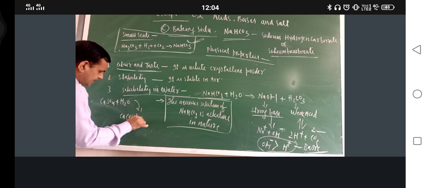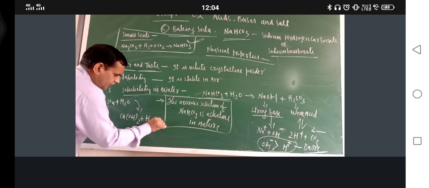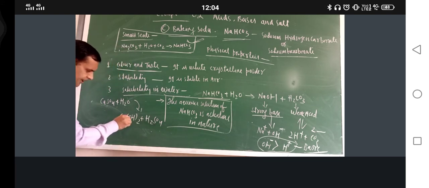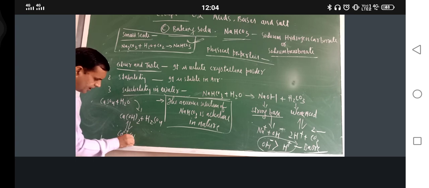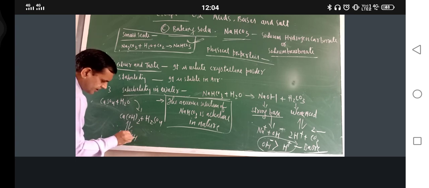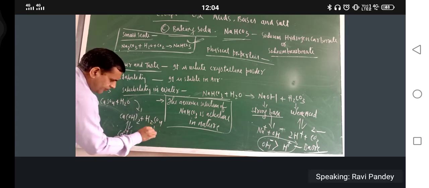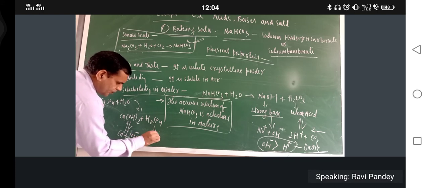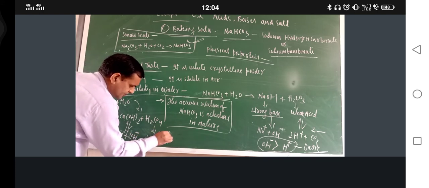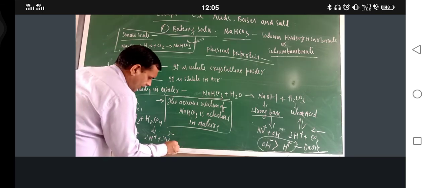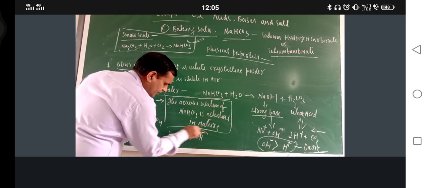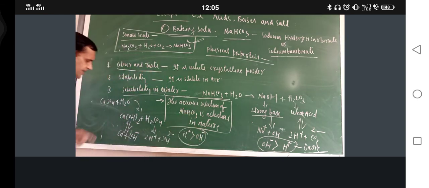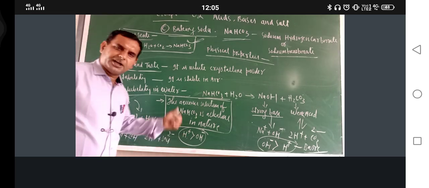Ca(OH)2 plus H2SO4. Now just see. This is a weak base, so Ca2+ and 2OH-. This is a strong acid, so 2H+ plus SO4 2-. So here the H+ ion concentration will be greater than the OH- ion concentration. Hence the aqueous solution of calcium sulfate will be acidic in nature.